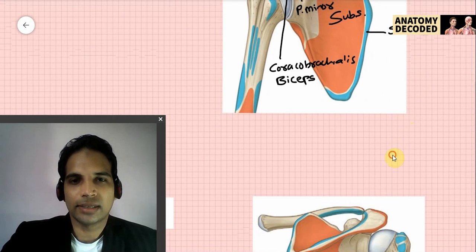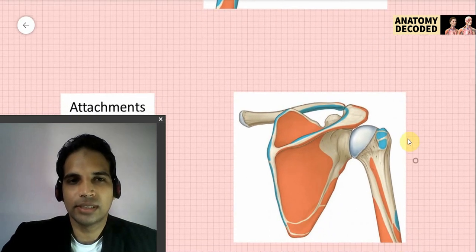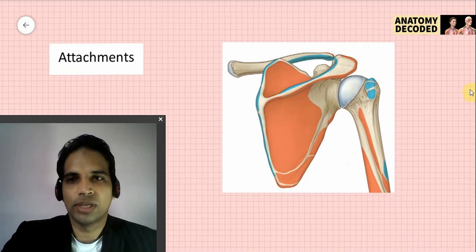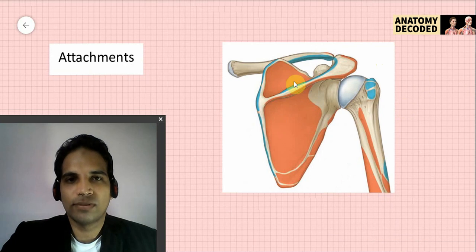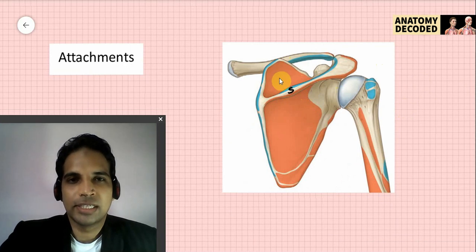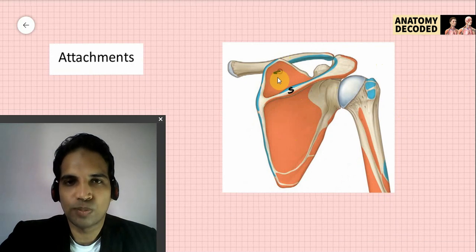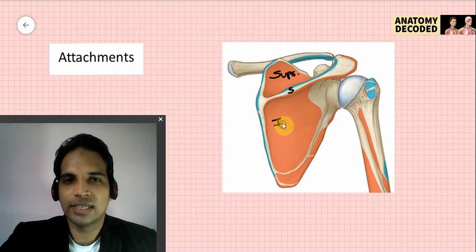Now let's look at the muscles which are seen from the posterior aspect of the scapula. The posterior surface of the scapula, as we all know, is divided into two regions, the supraspinous fossa and the infraspinous fossa, by the spine of the scapula. This region is called the supraspinous fossa and this region is called the infraspinous fossa. So the muscle here is supraspinatus, and the muscle here is infraspinatus.